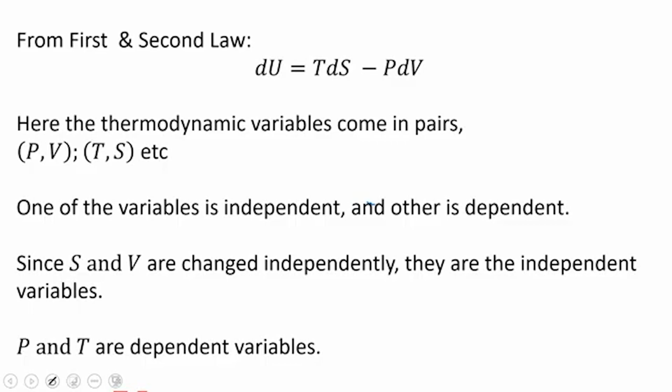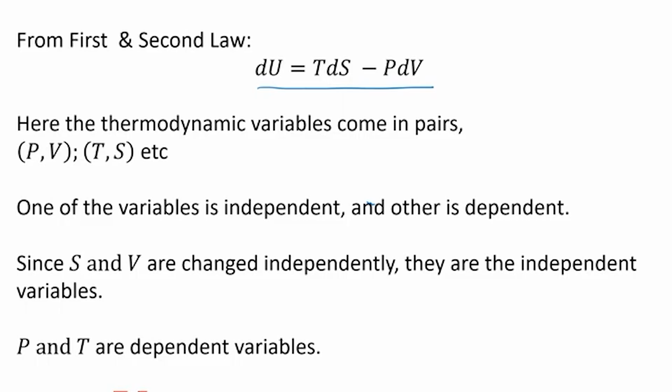And we have also looked at the third law, which sets a lower limit of entropy at T equal to 0, when all the thermal motions cease. Now, we have also seen that the mathematical form of the first and the second law combined is written as dU equal to TdS minus PdV.